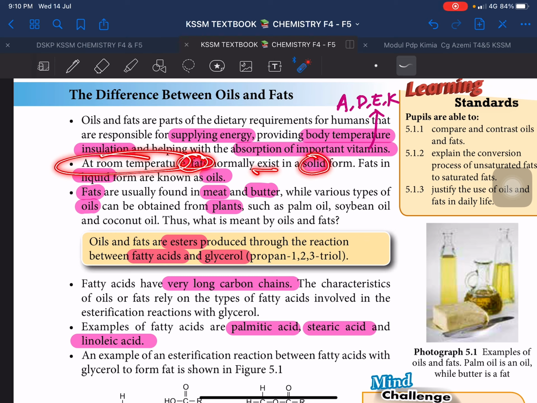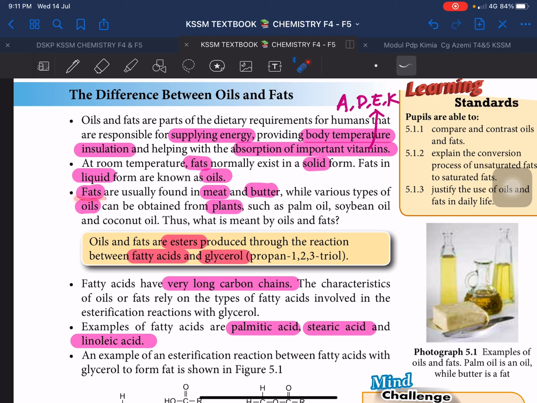Contohnya lemak apa? Lemak ayam, lemak lembu. Banyak jenis lemak dan semua tu adalah solid form. Solid means pepejal lah, dalam bentuk pepejal. Fats, tapi lemak dalam bentuk liquid, are known as oils. Itu adalah minyak. So itu beza dia. Minyak ni adalah lemak juga, tapi dalam bentuk cecair, in liquid form, at room temperature. Lemak is lemak lah. Okay.